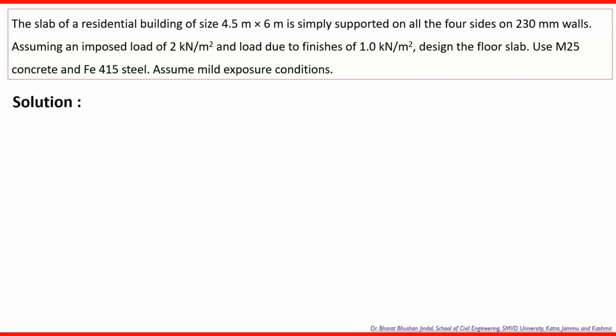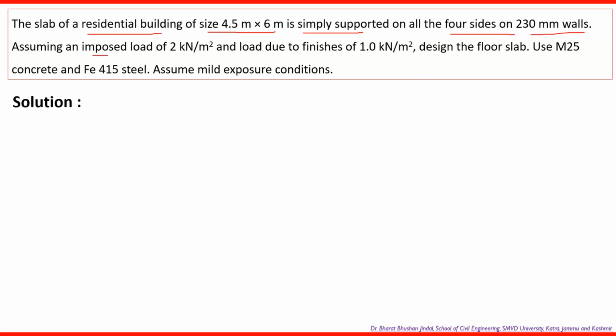Now first of all, let us go through the problem statement, that means the slab which we have to design. As per the statement, the slab is of a residential type of building, having dimensions, that means longer span as well as shorter span, given. So the dimensions of the slab are 4.5 meter by 6 meter, and this slab is to be designed as a simply supported slab, supported on all of its four sides on 230 millimeter thick brick walls.